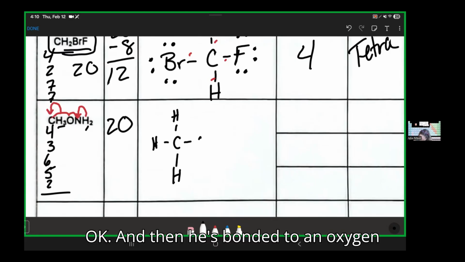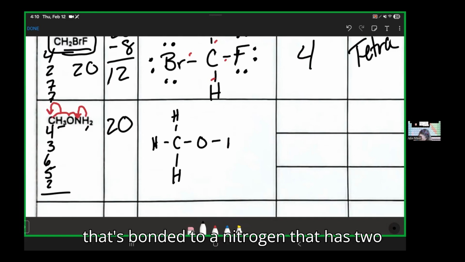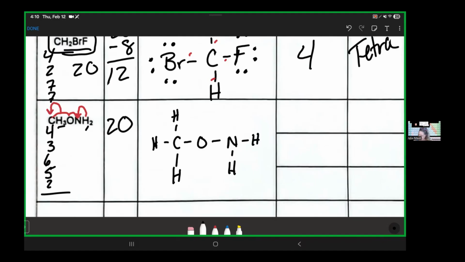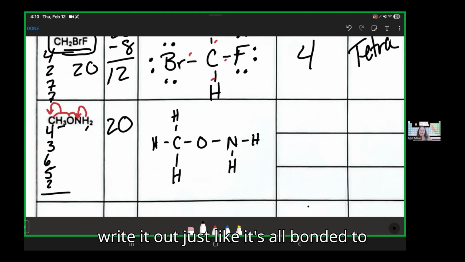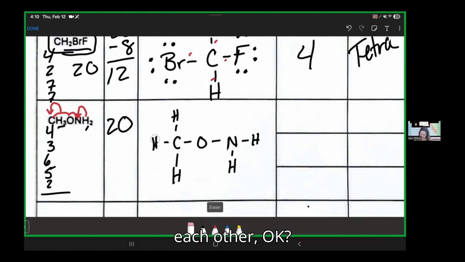Okay, and then he's bonded to an oxygen that's bonded to a nitrogen that has 2 hydrogens on it. Does that make sense? When there's a lot going on there, we write it out just like it's all bonded to each other.